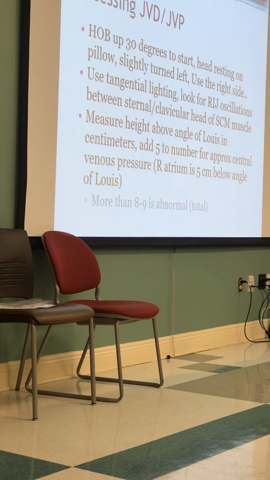Okay? And what are the signs of right heart failure? JVD, hepatosplenomegaly, and peripheral edema. Those are the three things I want you to look for. JVD, hepatosplenomegaly, and peripheral edema. Okay? Those are all synonymous with increased right ventricular workload, or increased right ventricular flow, or increased right ventricular pressure. Okay? You'll see that. How do we assess?